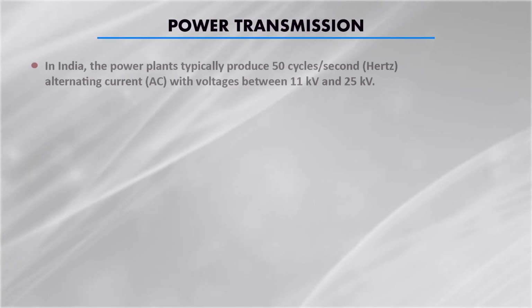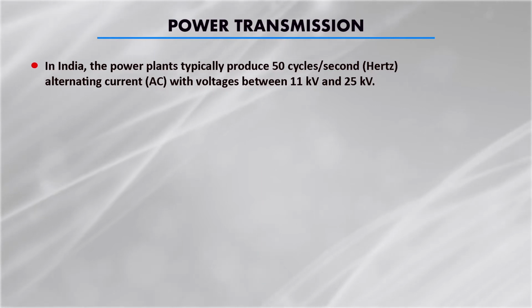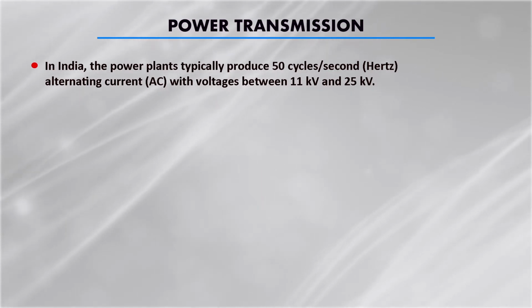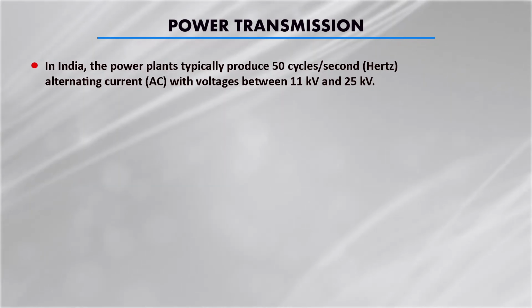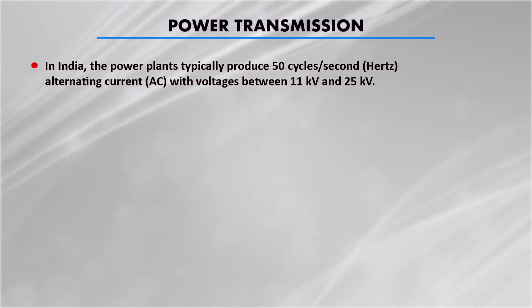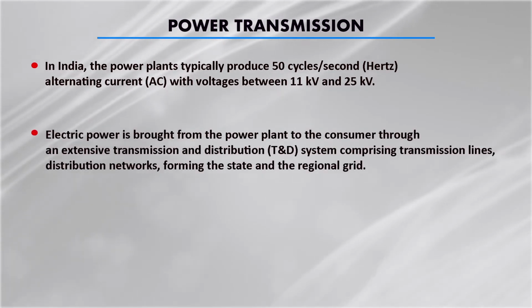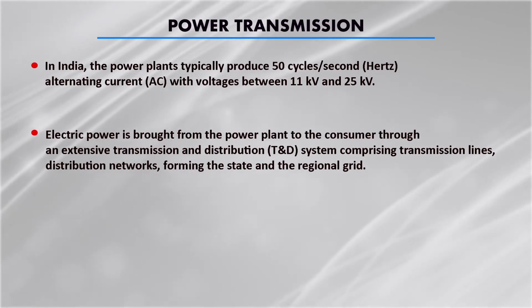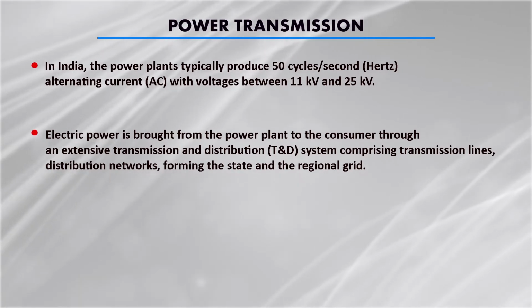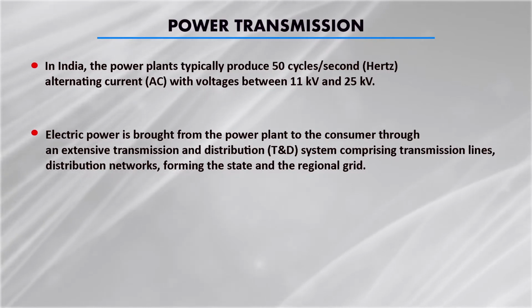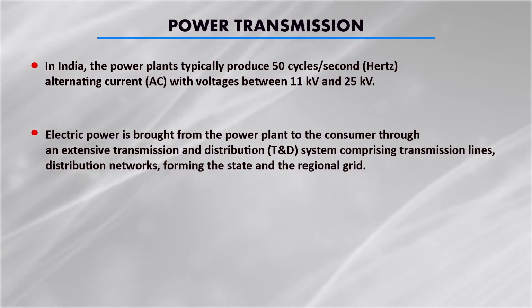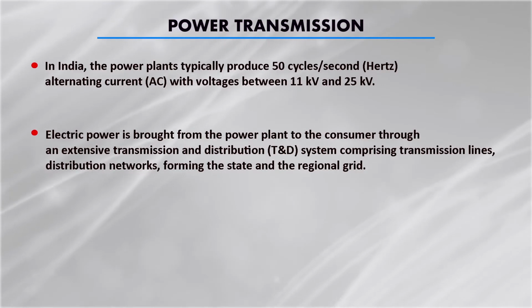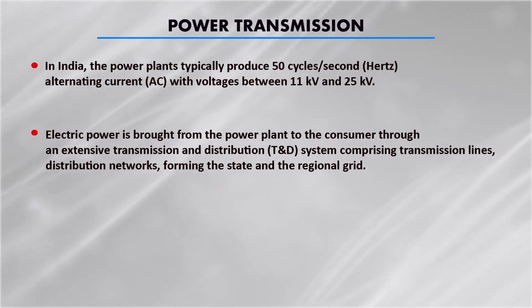So learners, now we are going to discuss power transmission. In India, the power plants produce 50 cycles per second, a frequency measured in hertz, alternating, at voltages between 11 kilovolt and 25 kilovolt. The electric power is brought from the generating power plant to the consumer through an extensive transmission and distribution system comprising transmission lines and distribution networks, forming the state and regional grid. A grid is the interconnection of the various lines.